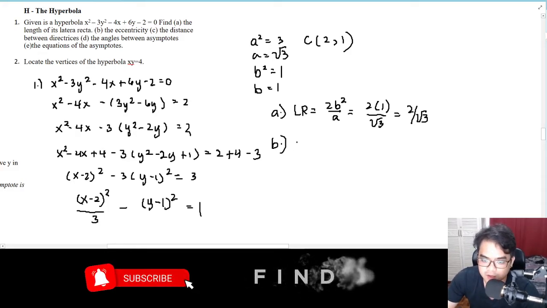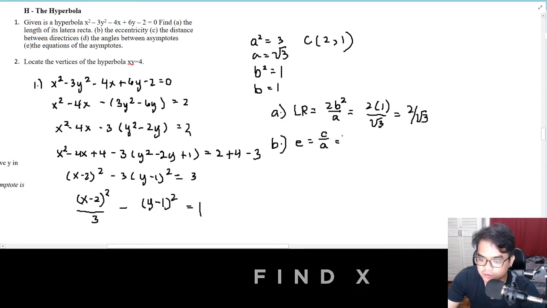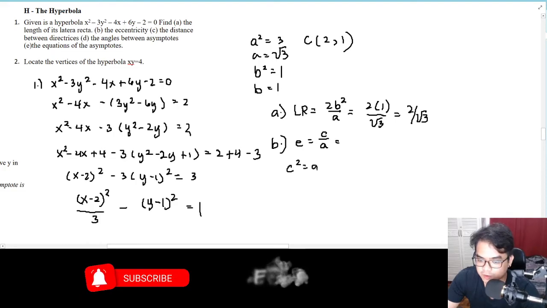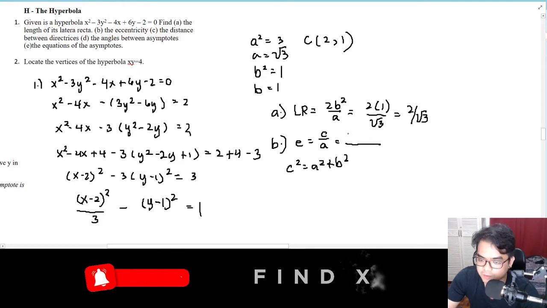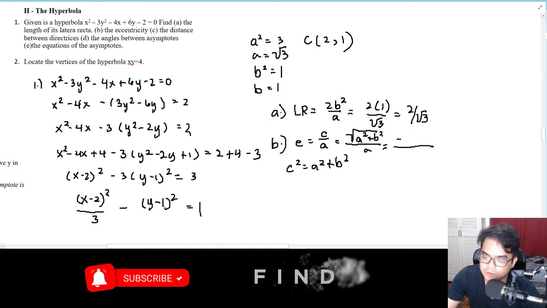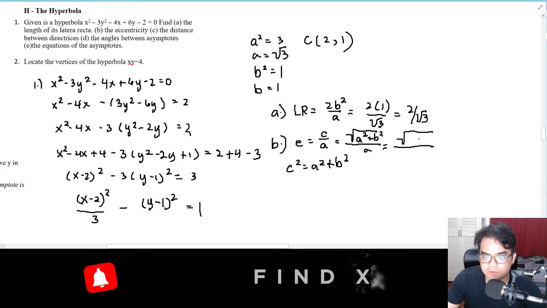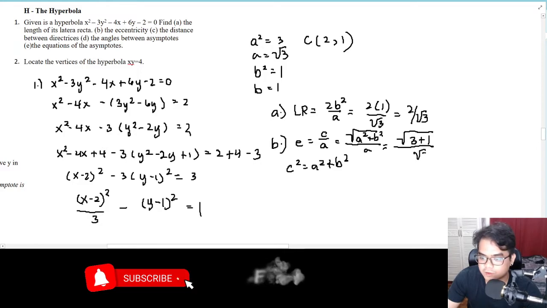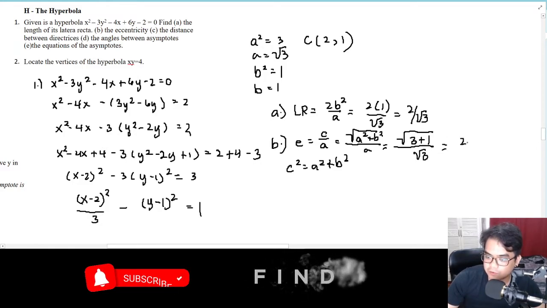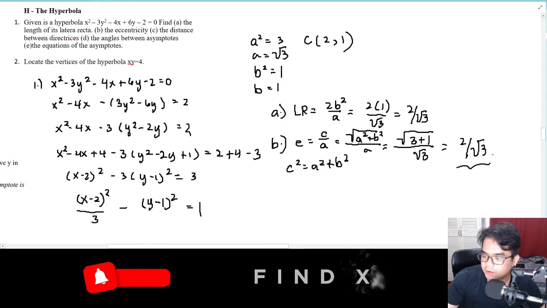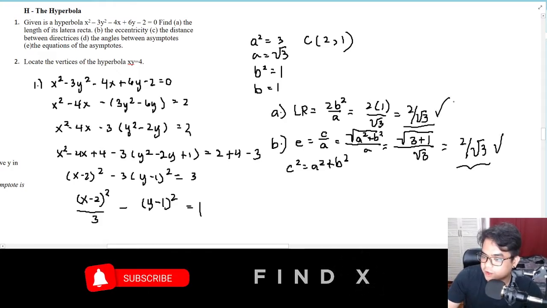The next is eccentricity. So e is still equal to c over a. But remember that here c² is equal to a² plus b². So here you can replace c by square root of a² plus b², all over a. So this is square root of (3 plus 1) all over square root of 3. So this is square root of 4, so this is 2 over square root of 3. So this is the answer. This is also an answer.